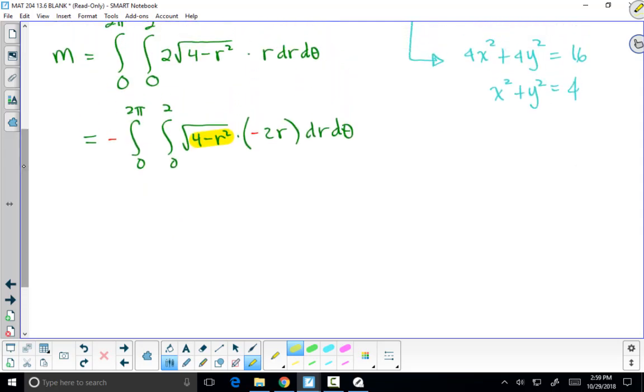So then we can integrate using the power rule. We can also collapse the outer integral, correct? No thetas. So we're going to get minus 2 pi, the collapsing of the outer integral. And then the quantity to the 3/2, multiplied by 2/3. And r goes 0 to 2.